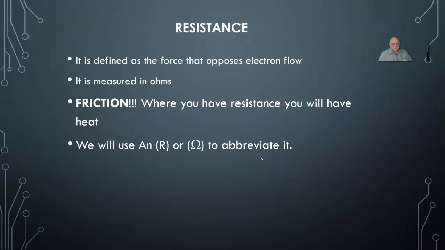Resistance is the force that opposes electron flow. It's going to be measured in ohms, but the one word that I want you to remember is friction. The reason is as electricity flows through a resistance, it's going to create heat. If there's a little bit of resistance, it's going to be just a little bit of heat. If there's a lot of resistance, it can be a lot of heat. And an incandescent light bulb is really the best indication of that.